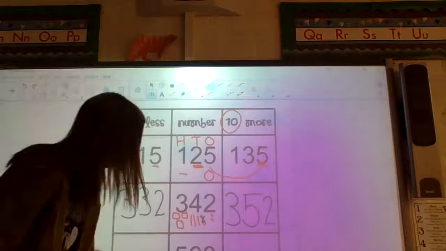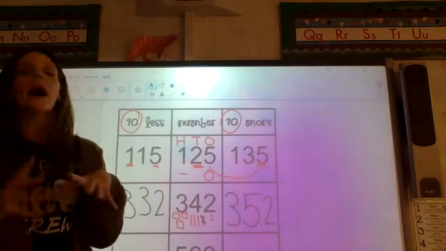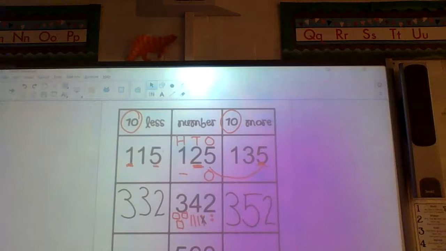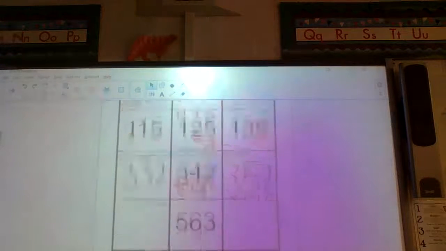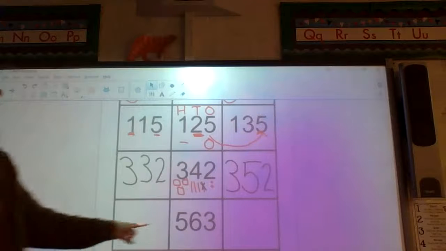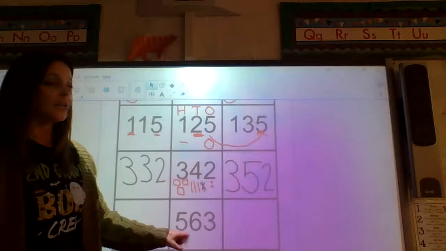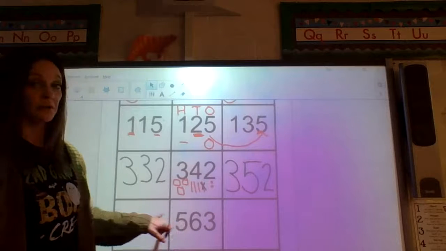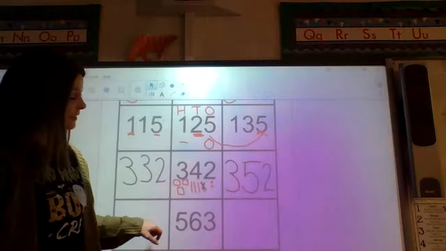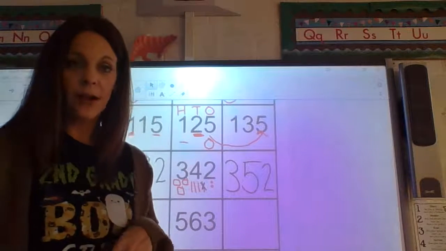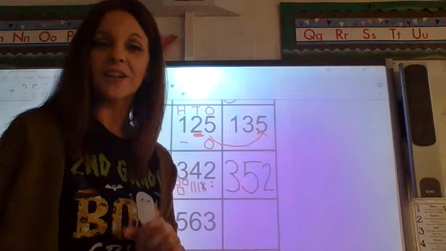All right, my friends, this is what I would like to see. I would like for you to do the next problem without my help. The next one says 563. Can you show me and write down 10 less and 10 more? Push the pause button, give it a try, and when you're ready, push play to check your answer.